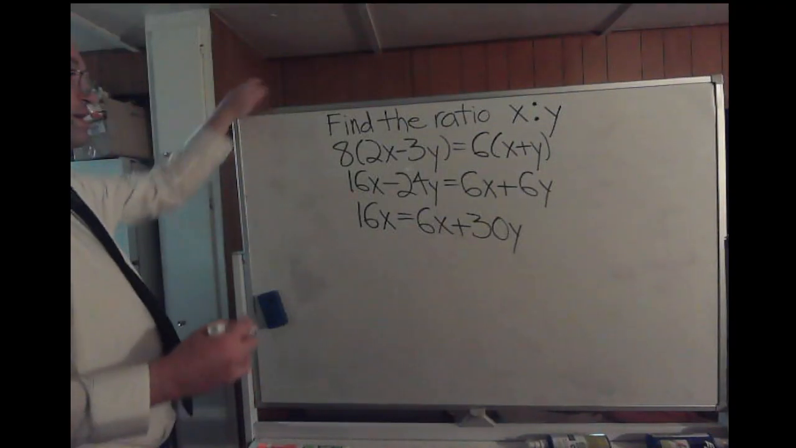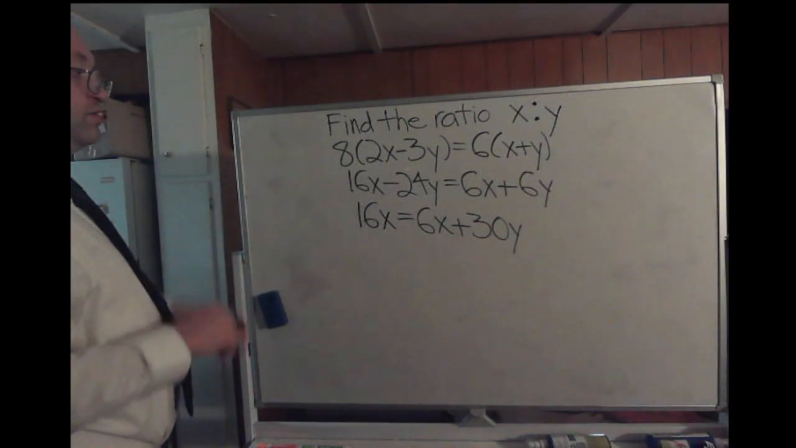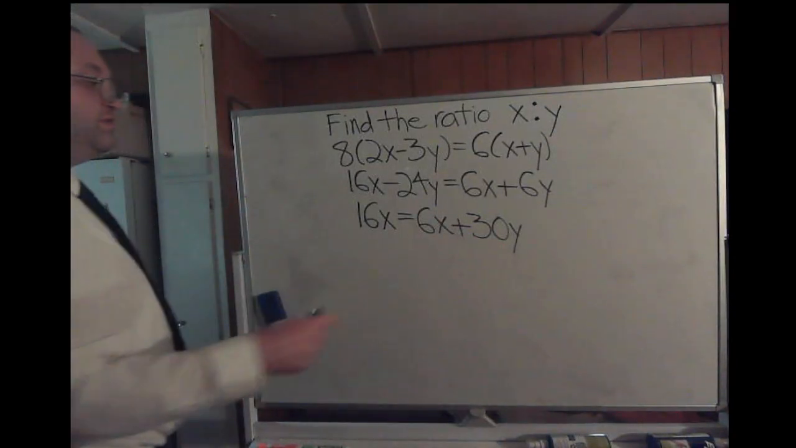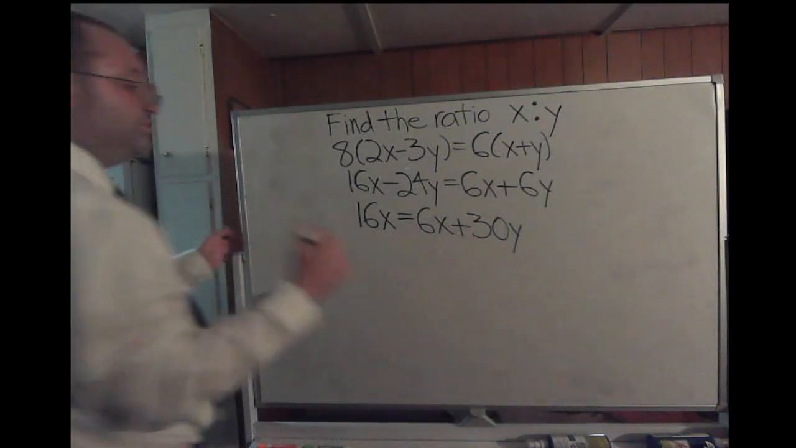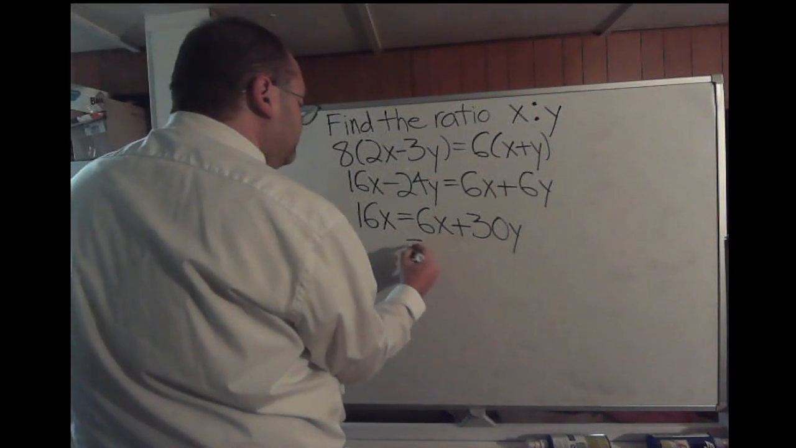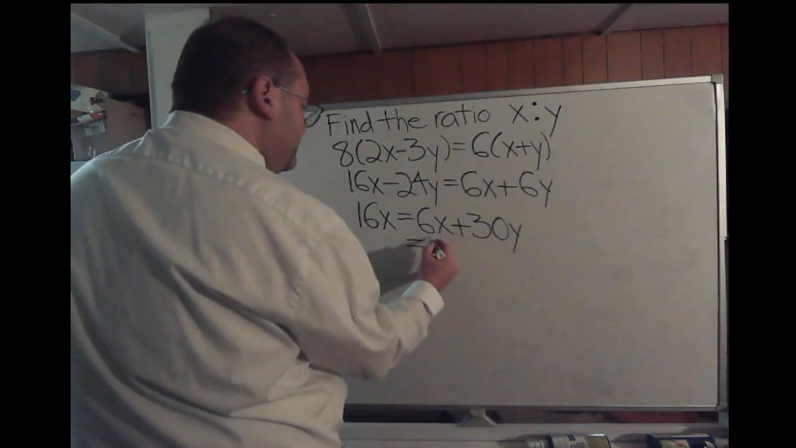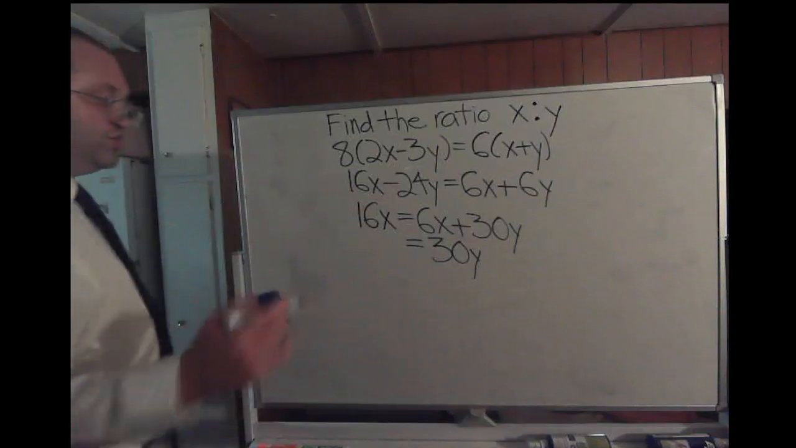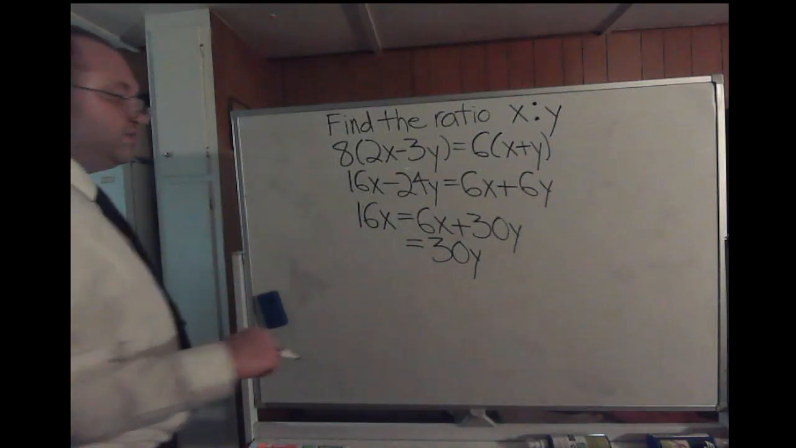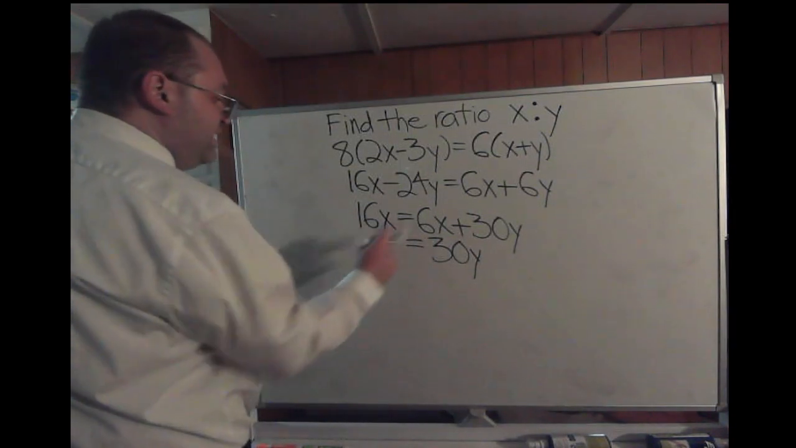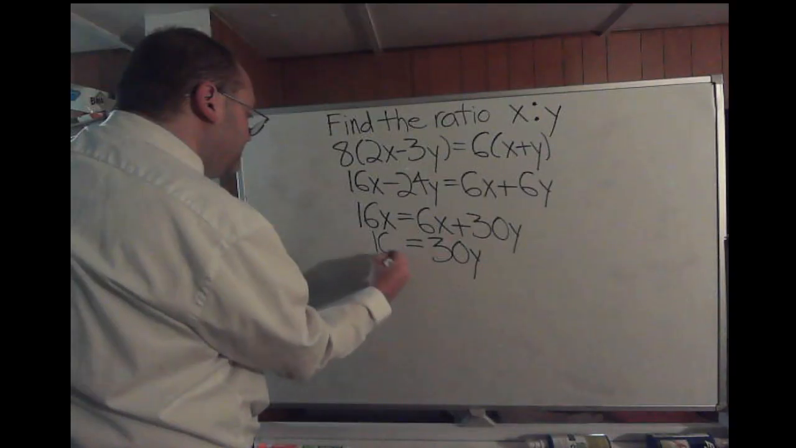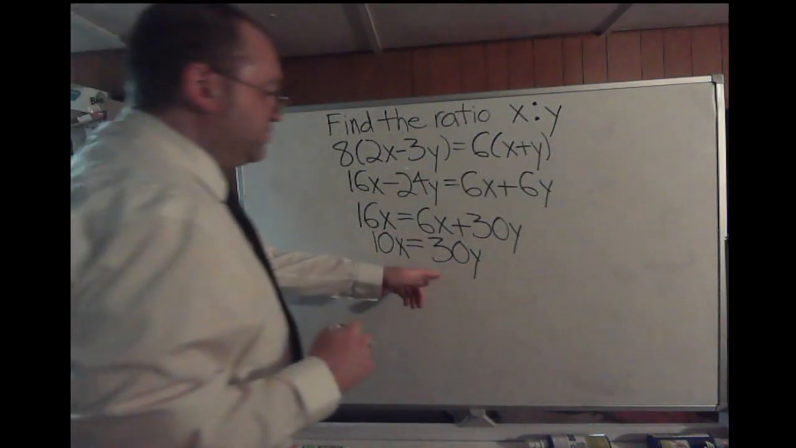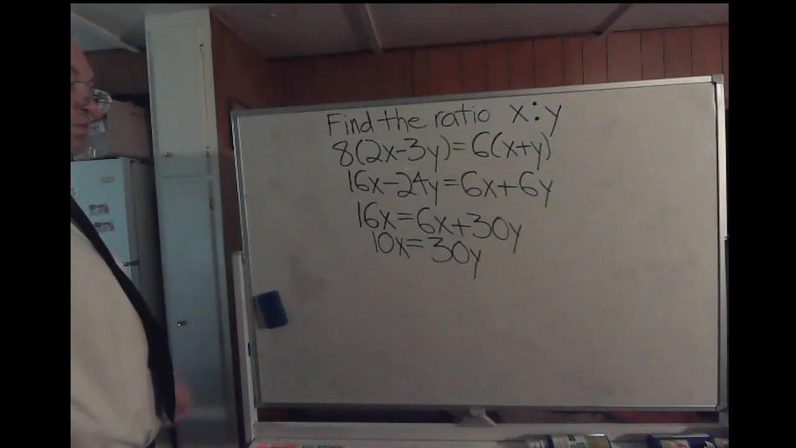Okay? Now, we want to get that 30y by itself on the right-hand side. So that means we got to subtract 6x from the right-hand side. If we do that, we do in fact get 30y by itself. But what you do to one side, you have to do to the other. So 16x minus 6x, that's going to be 10x. Now you have 10x equals 30y, something much better to work with.